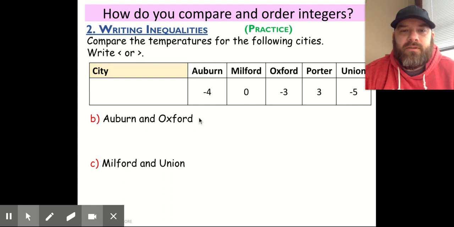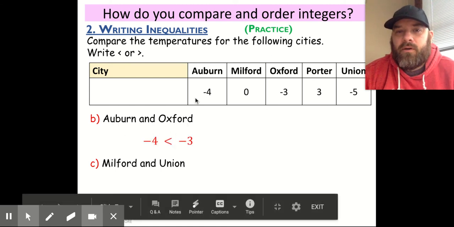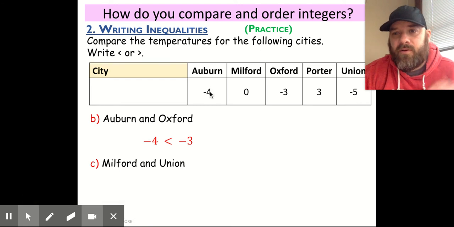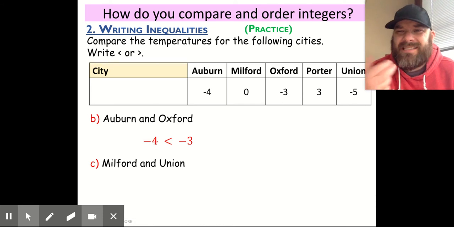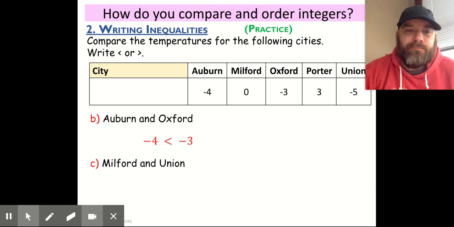So Auburn and Oxford. If I'm comparing Auburn and Oxford, -4, remember our number line, that's going to be farther to the left, is less than -3. And the other way to think about this is -3 is the larger number, the greater number. It gets a little tricky because we have the 4 and 3 here. If you're not used to working with integers, it can be a little tricky. Say it to yourself out loud, that usually helps.